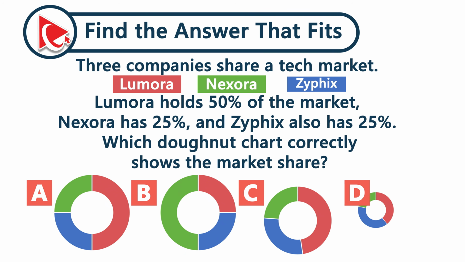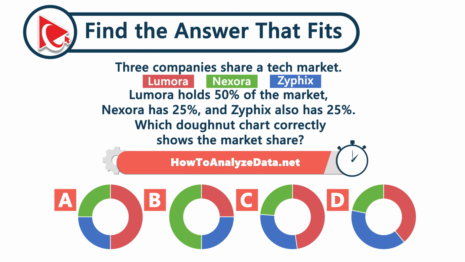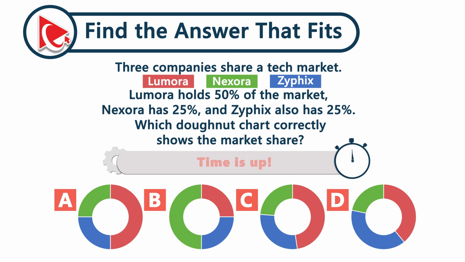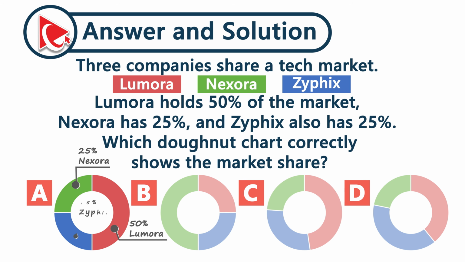Three fictional companies, Lumora, Naxora, and Zifix, share a tech market. Lumora holds 50% of the market, Naxora has 25%, and Zifix has 25%. Which donut chart correctly shows the market share? Let's break it down. The question clearly states a 50-25-25 split. Only chart A shows half the circle for Lumora, and the remaining half evenly divided between Naxora and Zifix. So the correct answer here is choice A.